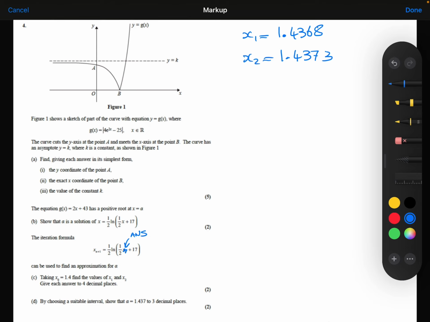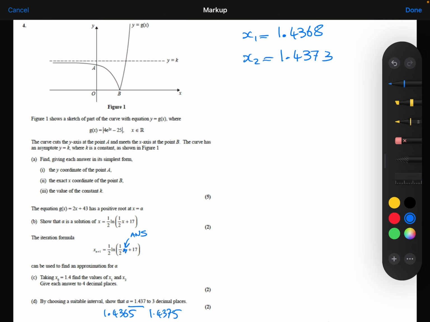And then finally, part D. By choosing a suitable interval, show that alpha equals 1.437 to 3 decimal places. So my suitable interval is going to be the lower bound, which is 1.4365, and the upper bound, which is going to be 1.4375. And I'm going to look for the sign change in the solution, in the equation that corresponds to alpha.